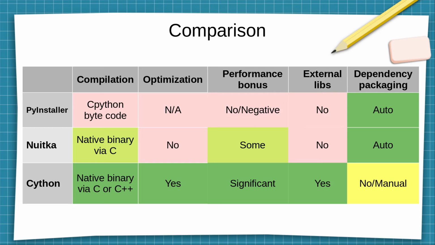PyInstaller. No actual compilation, just conversion to bytecode. Zero or even negative performance bonus. No optimization possible, but automatic packaging. Nuitka. Actual compilation, some performance bonus, no optimization possible, but also automatic packaging. Cython. Actual compilation, significant performance bonus, great optimization possibilities and library interfacing, but no packaging out of the box. You are welcome to invent your bicycle for it or use my one.